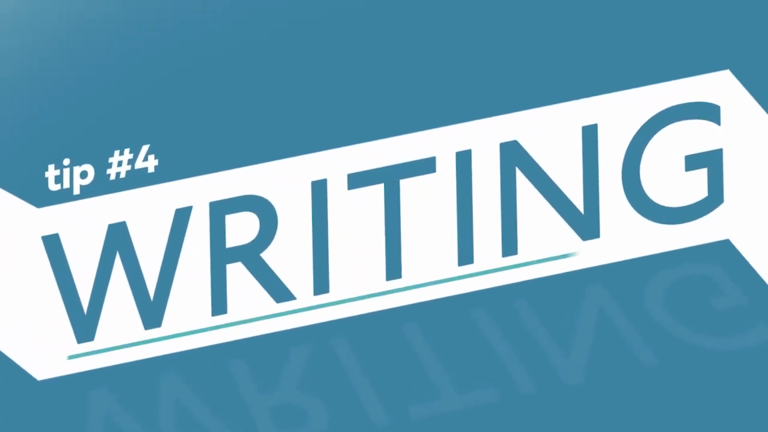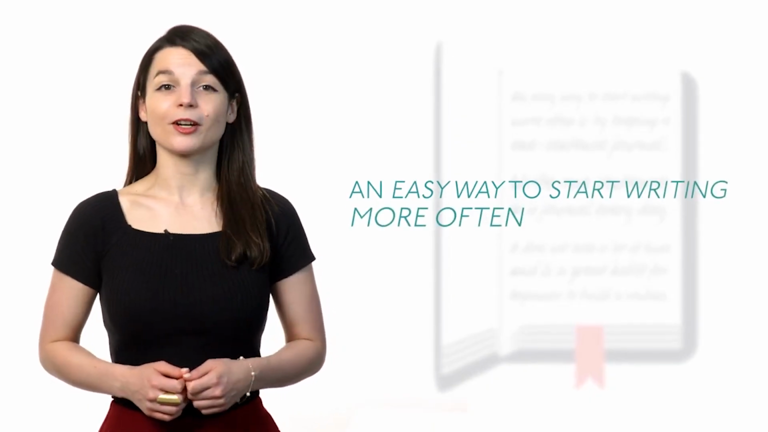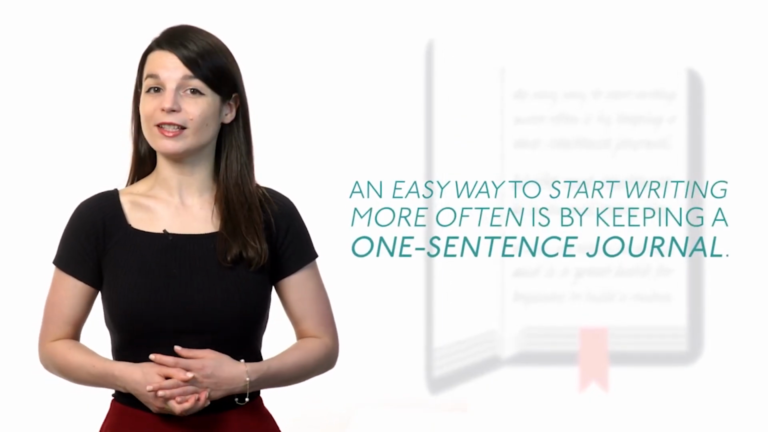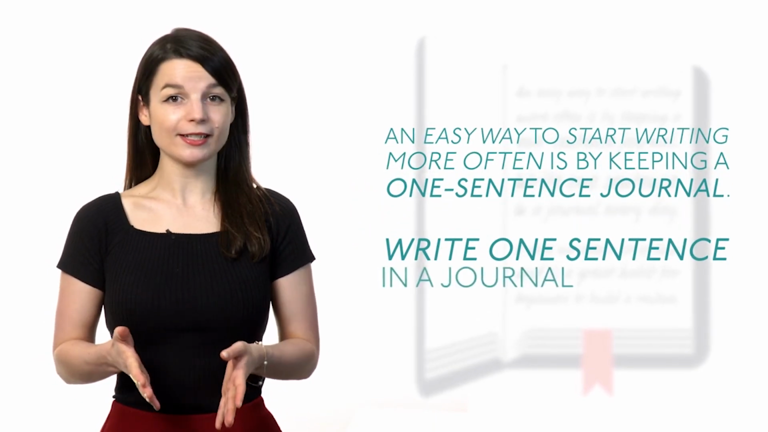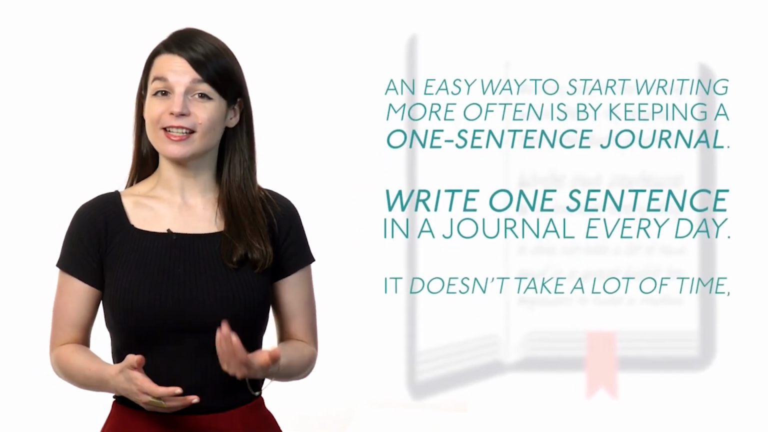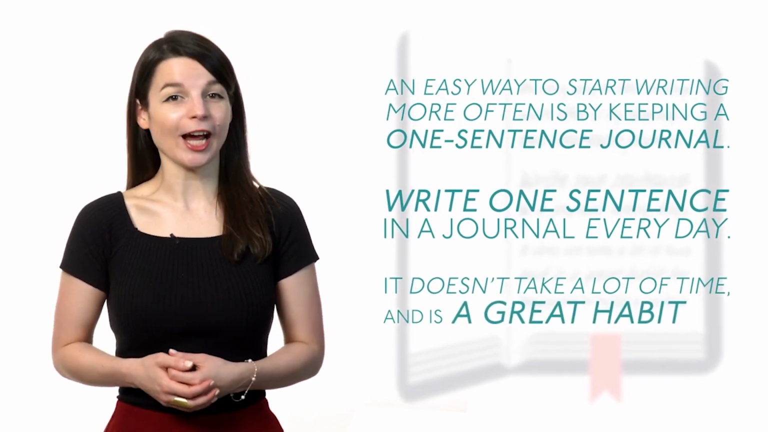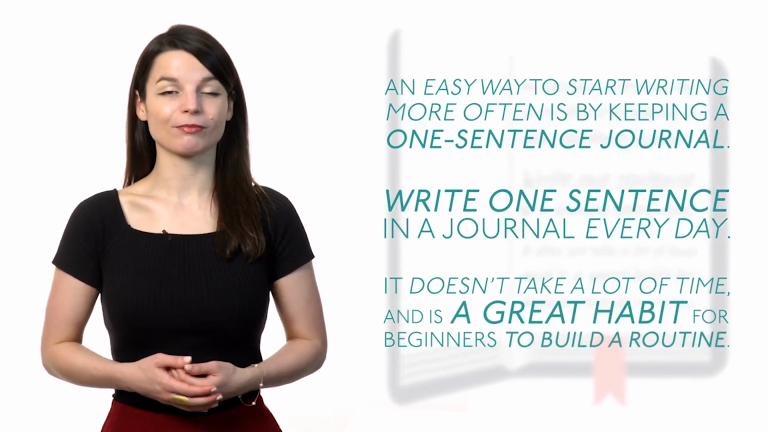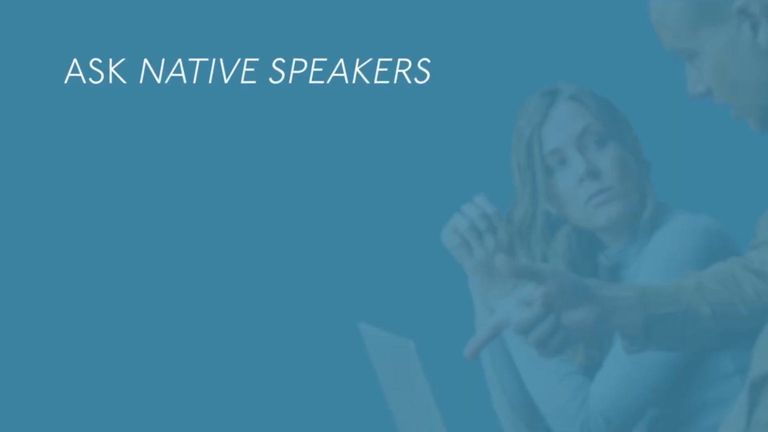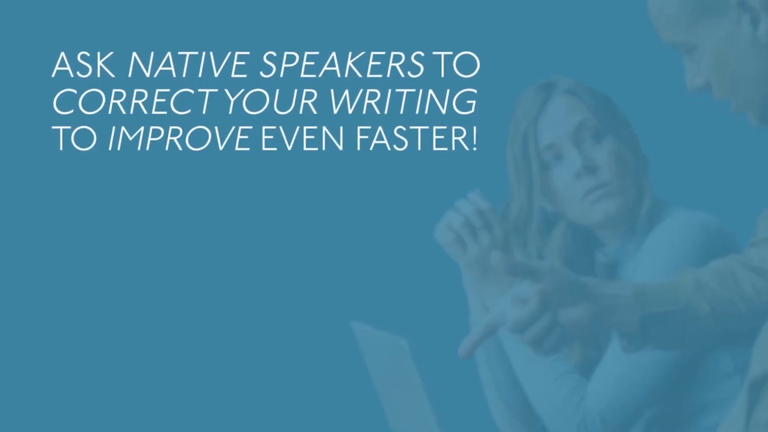Tip number 4, writing. An easy way to start writing more often is by keeping a one-sentence journal. Write one sentence in a journal every day. It doesn't take a lot of time and is a great habit for beginners to build a routine. You have to be consistent to make improvements. Ask native speakers to correct your writing to improve even faster.